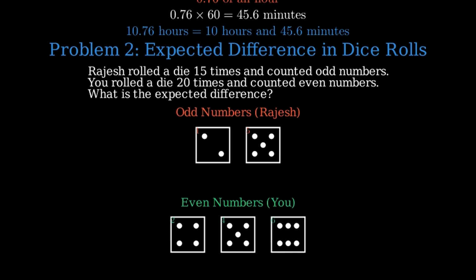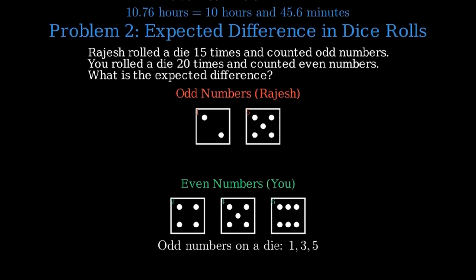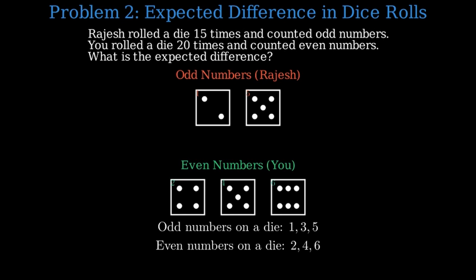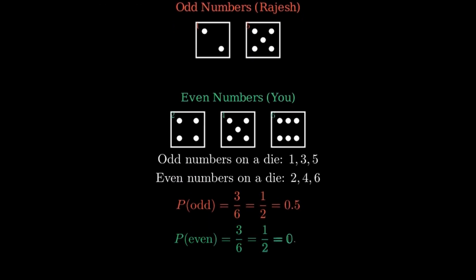To solve this problem, we need to find the expected number of odd and even rolls. On a standard die, the odd numbers are 1, 3, and 5. That's 3 out of 6 sides. The even numbers are 2, 4, and 6, which is also 3 out of 6 sides. So the probability of rolling an odd number is 3 divided by 6, which equals 1/2 or 0.5. The probability of rolling an even number is also 1/2.